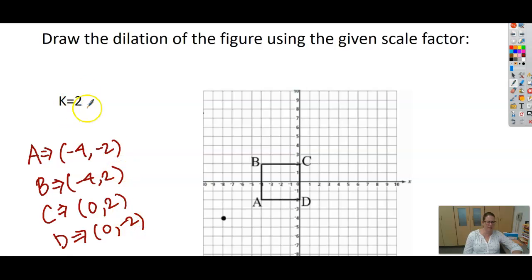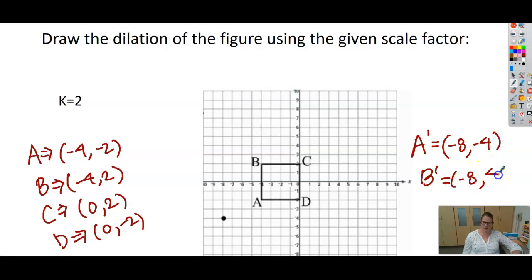So I'm going to take my scale factor, I'm going to multiply every x and every y by that scale factor, and that's going to give me my coordinates. So -4 multiplied by 2 is -8. 2 times -2 is -4. B prime is going to be -8, 4. C prime is going to be 0, 4. And D prime is going to be 0, -4.